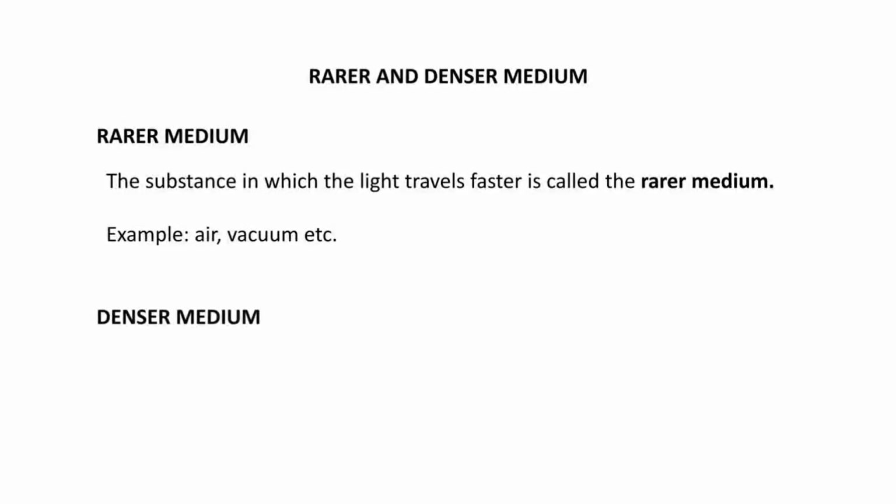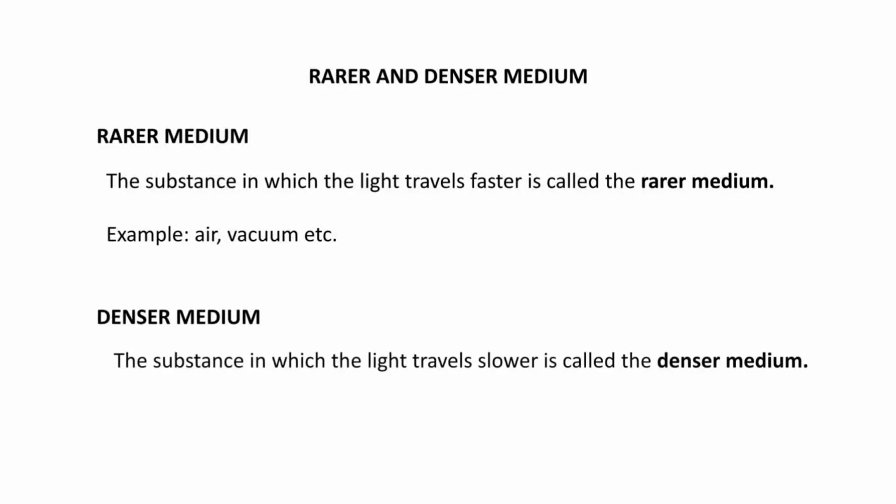Similarly, we have denser medium. Denser media are those substances in which light travels slower. So when the speed of light is decreased in the medium, then these media are called denser medium, for example water, glass, etc.